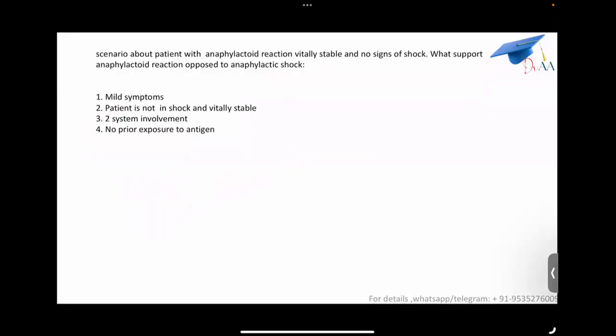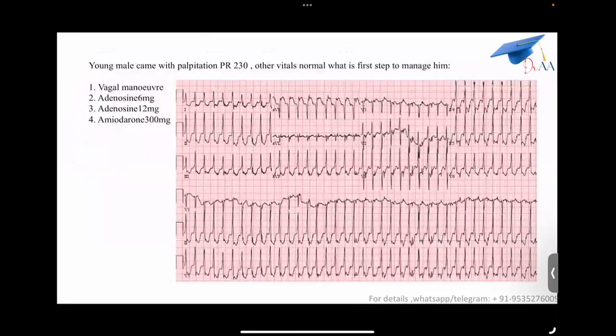Scenario about a patient with an anaphylactic reaction, vitals are stable, no signs of shock. What supports anaphylactic reaction as opposed to anaphylactic shock? Option 4. Prior exposure to antigen. In anaphylaxis, prior exposure to the antigen is not required.